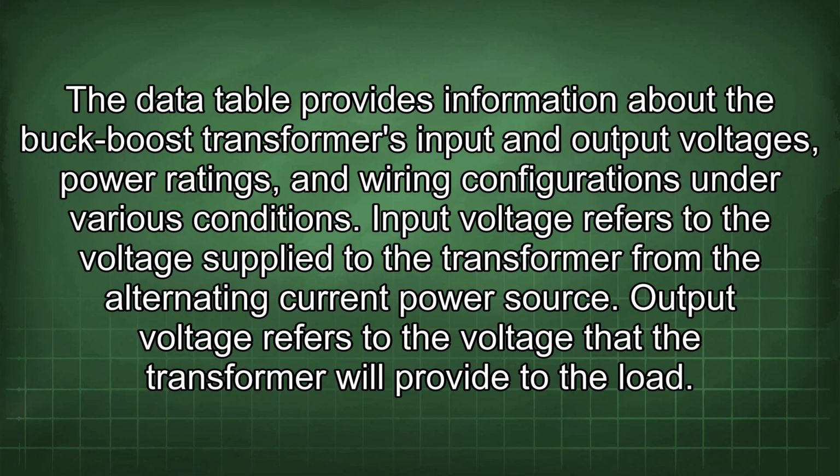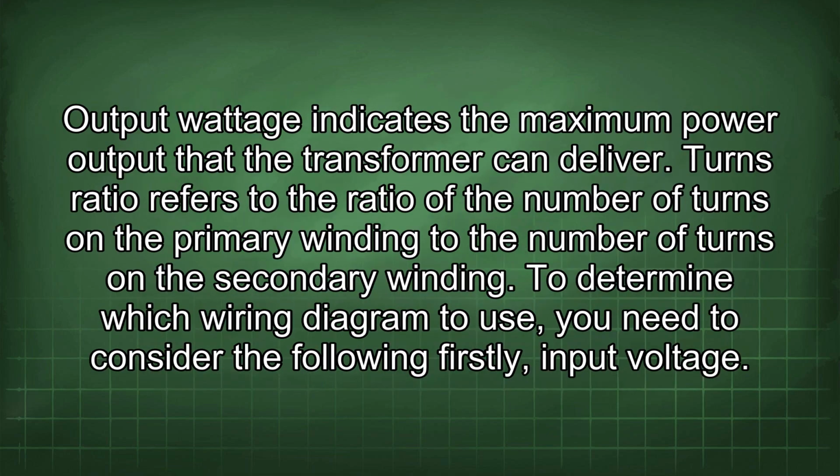The data table provides information about the buck-boost transformer's input and output voltages, power ratings, and wiring configurations under various conditions. Input voltage refers to the voltage supplied to the transformer from the alternating current power source. Output voltage refers to the voltage that the transformer will provide to the load. Output wattage indicates the maximum power output that the transformer can deliver.